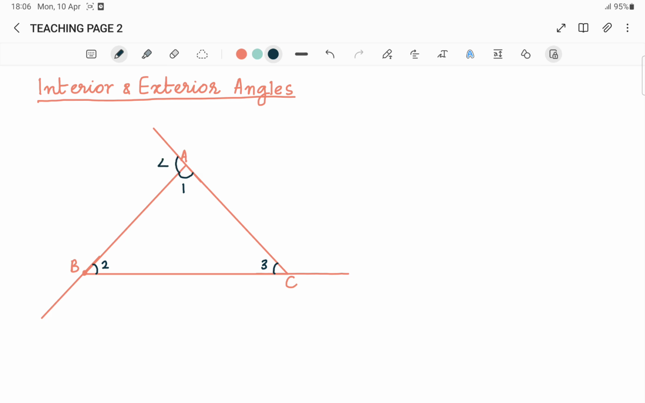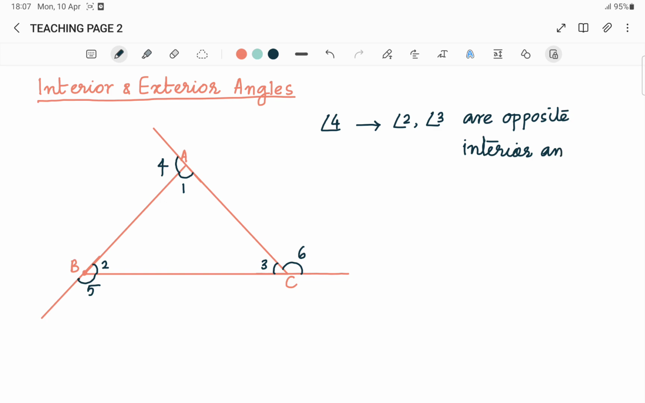Suppose here I will name the exterior angle as 4. Here I will name this exterior angle as 5. And this one I will name as 6. Now for exterior angle 4, angle 2 and angle 3 are opposite interior angles.